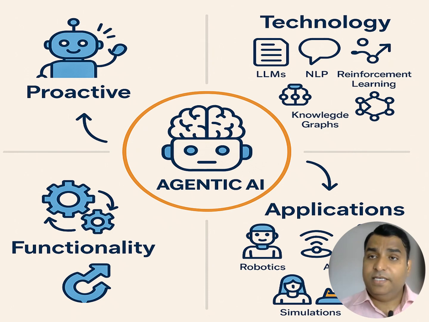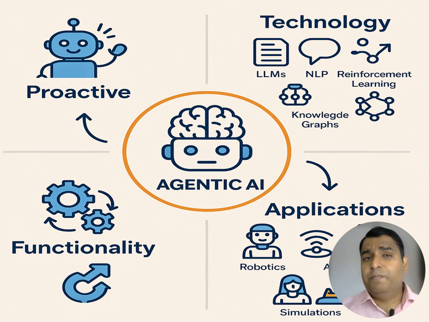The next is reinforcement learning for learning from feedback and optimizing actions. Next, it depends on some of the knowledge representation for reasoning and decision making. And for interacting with humans and systems, it depends on natural language processing.